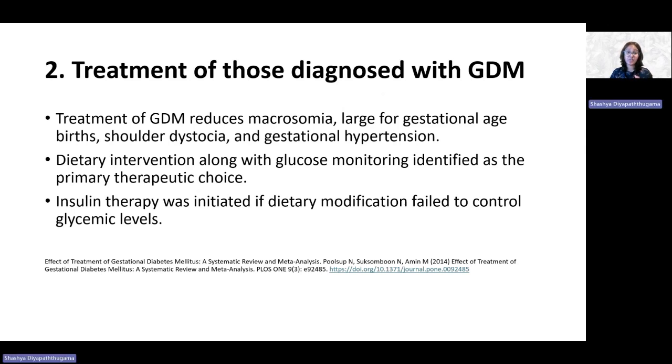So dietary intervention along with glucose monitoring. So we do the intervention and we keep monitoring the blood glucose levels. So that is the best choice. And so for those who are failing in the dietary modification, they would go for insulin therapy.